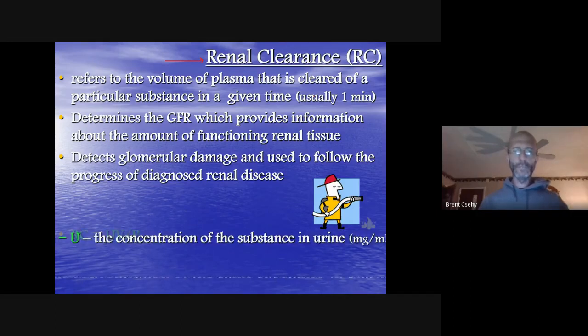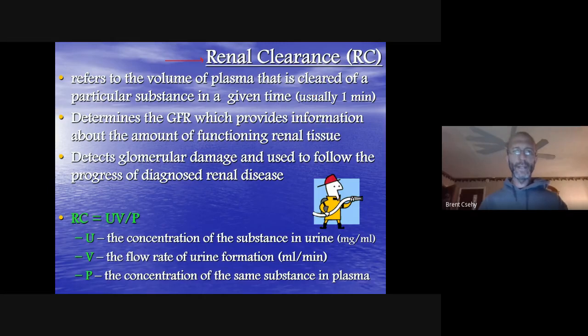So there's a formula, there's some math, and I'll tell you right now, on your test, you're going to have to do some math. It's very simple though. Okay, so here it is. Your renal clearance is equal to U times V divided by P. It's funny, they made it P. Okay. The U is the concentration of the substance in urine. The V is the flow rate of the urine formation. And P is the concentration of the same substance in plasma.